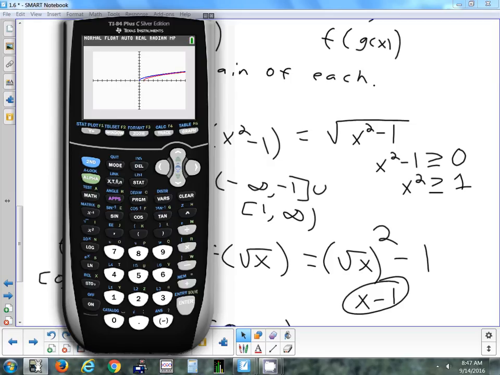I wanted to turn those other two off. I just want you to look at the final graph that's going to come up. Okay, so ignore this one. Just look at the final graph. All right, so let's see. That should look like x minus 1, which should be a line with a slope of 1 and a y-intercept at negative 1.